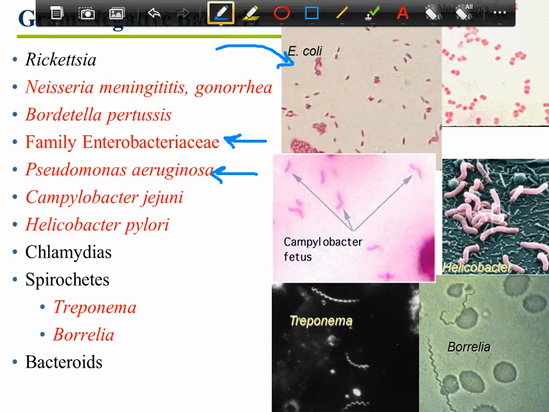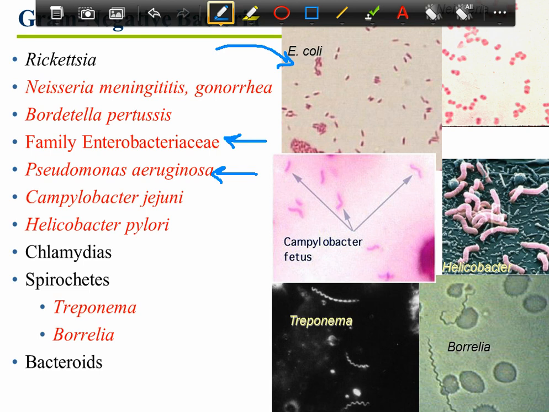Bordetella pertussis, whooping cough, which is making a comeback these days, even though probably most of you, if not all of you, have had vaccines for it. Not so much in adults, and not in vaccinated adults, but in children and adults who've not been vaccinated. Campylobacter jejuni, a big cause of foodborne illness, very, very common. Helicobacter pylori, the cause of ulcers. Very acid tolerant, as you might guess.